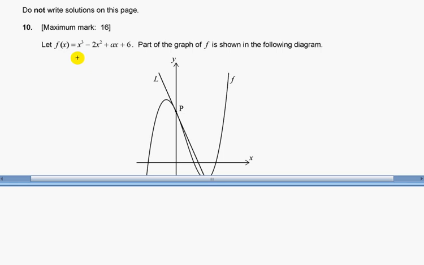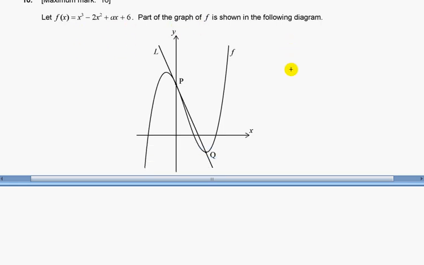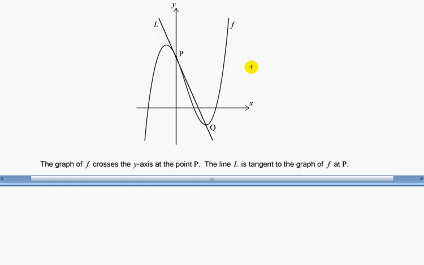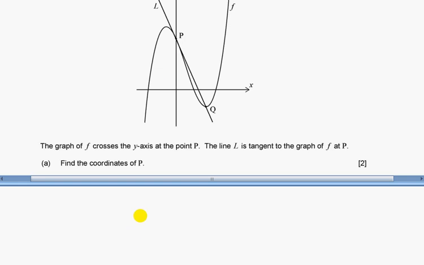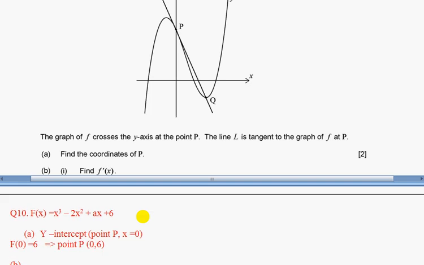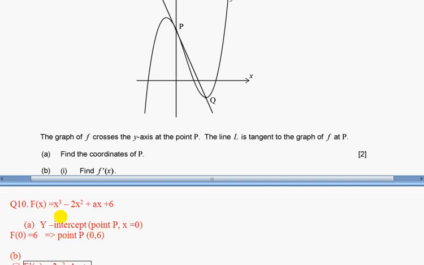So we have a cubic function, part of function f, and the graph f crosses the y-axis at point P, so this is the y-intercept. The line L is tangent to the graph of f at P. Find the coordinate of P. So to find the coordinate of P, we should find the y-intercept, so x equals 0, how much is y? So when x equals 0, y is 6. So the point is (0, 6). So we found the coordinate of point P.